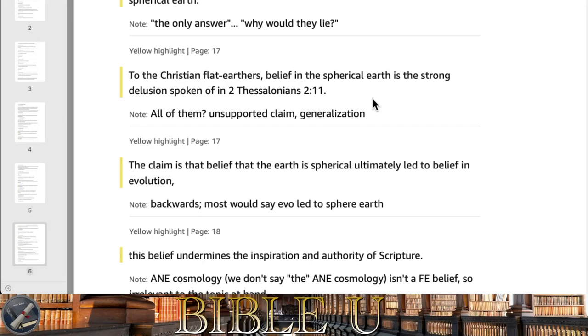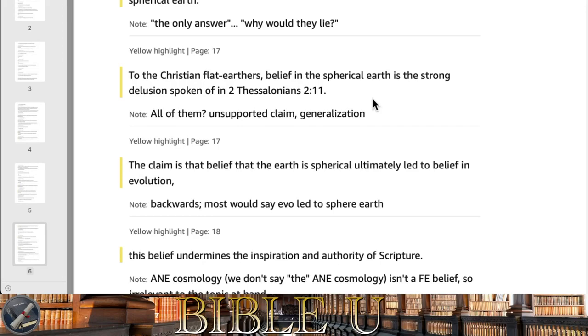God is not going to deceive his own people, and it's not going to be something that would apply to Christians as well as non-Christians. Christians and non-Christians believe in ball earth, heliocentrism. There are Christians and non-Christians who believe in flat earth, or geocentrism, or whatever else, hollow earth theories there are. But to say that this is the strong delusion is ignorant of the Bible.